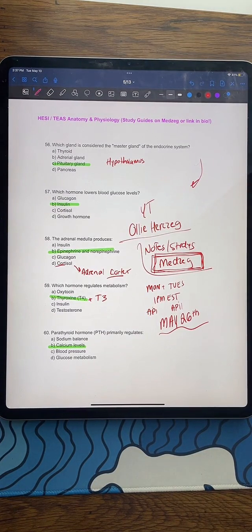Trying to get better with electrolytes, hypo symptoms. I just focus on the major ones. Yep, definitely focus on the major ones, and then use those to guide your learning on other ones.